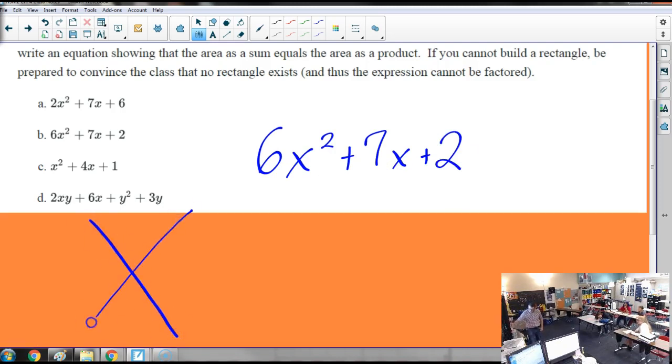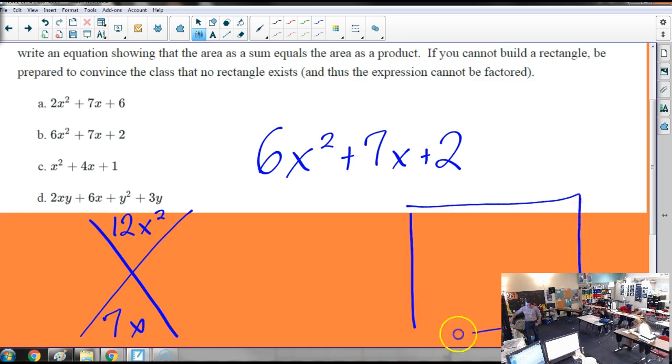Yeah, but the way that we're going to walk through this is what you should be starting to understand. 12x squared will go on top here. And that's not actually something we're going to use, it's just kind of a placeholder for right now. 7x goes on bottom. If we build the rectangle, or really whatever shape you want, this is 6x squared. This is 2. And 7x is split up between these boxes. We are trying to determine what goes in these boxes. That's why we're using the diamond.